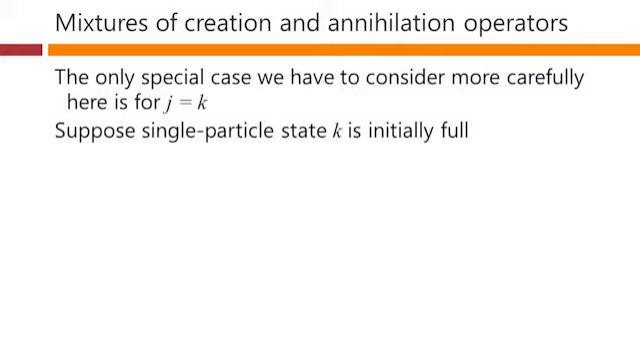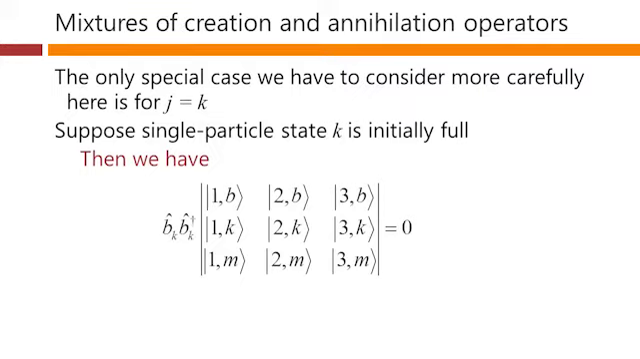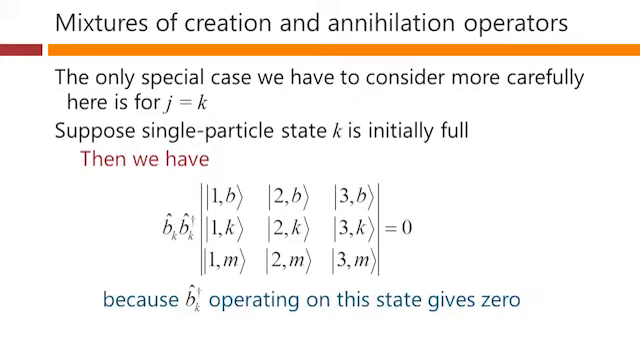Suppose that single particle state K is initially full. Then when we operate here with this creation operator on this total state, because the single particle state for K is already occupied, the result of this has to be a zero-length vector. And a zero-length vector operated on with another operator is still just a zero-length vector. That's because the creation operator bk dagger operating on this state gives us a zero-length vector.